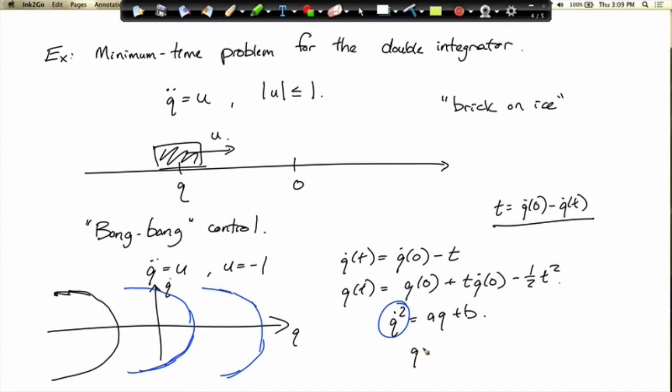So I get q of t is q0 plus, I'm going to shorthand it a little bit, q dot times q dot 0 minus 1 half q dot 0 minus q dot squared. So I get a bunch of terms with q dot squared, but I only ever get linear terms in q. So the math tells me that I'm going to end up with an equation like this. A and B are not hard to solve, but I get something that is a parabola in q dot as a function of q also.